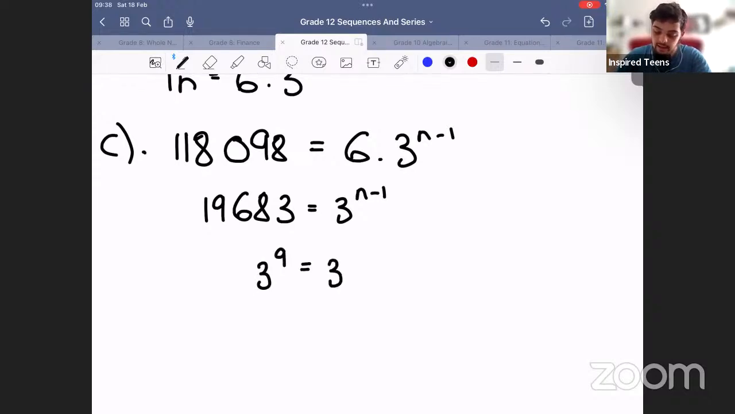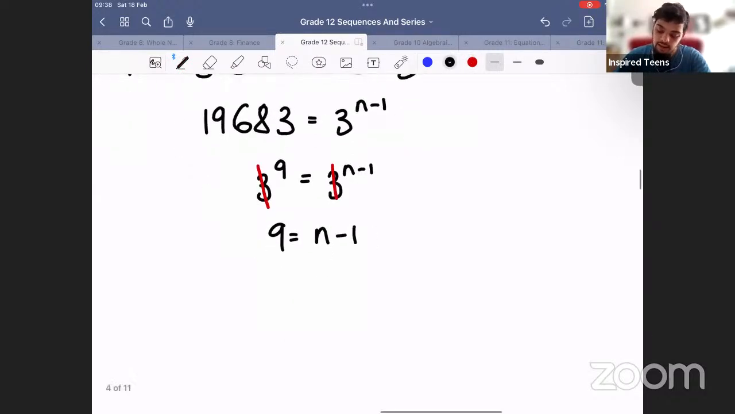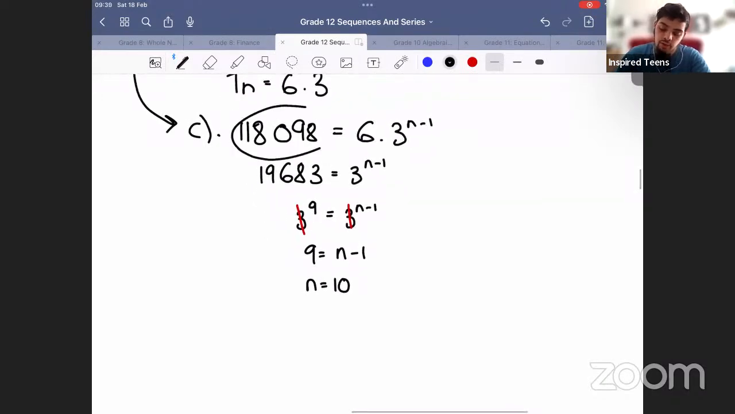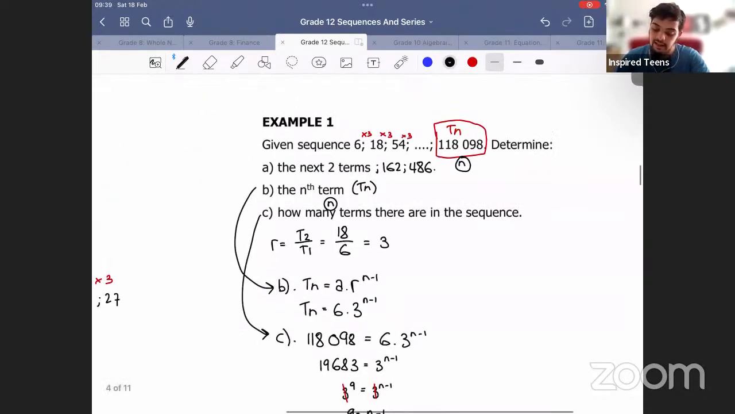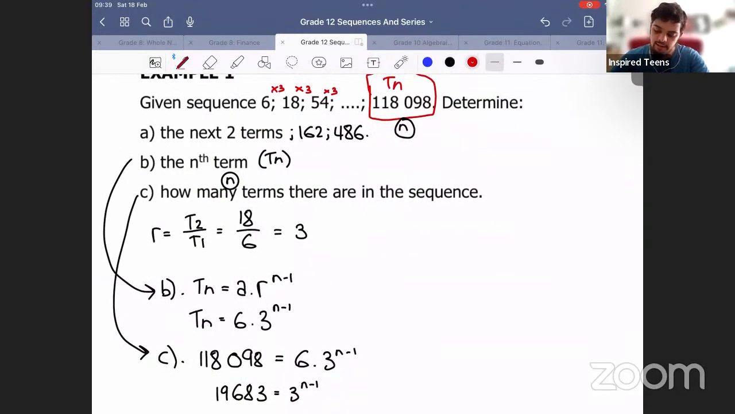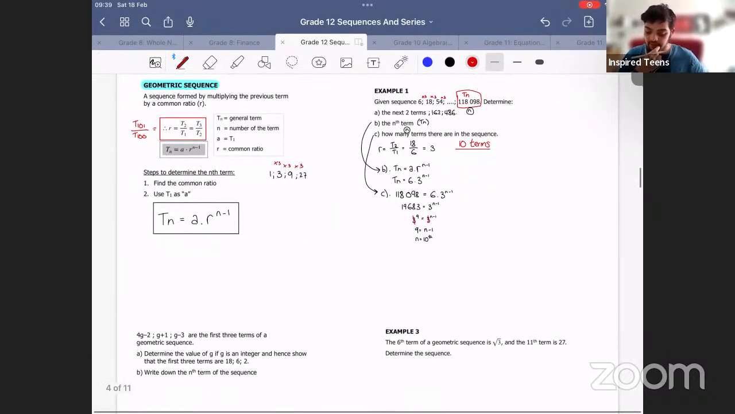My bases are the same. Once my bases are the same, I can drop my bases, and I get 9 is equal to n minus 1. I take that over, n is equal to 10. So this value is actually the 10th term. Since it's the last value, that tells me how many terms there are in the pattern in total. There are 10 terms in the pattern. Okay, hope that makes sense.